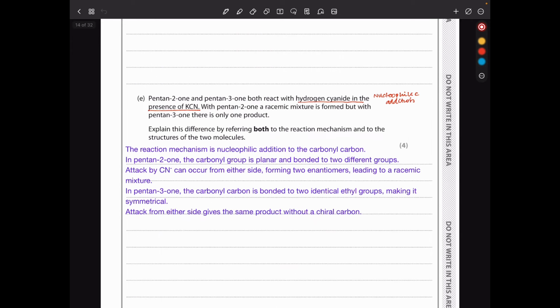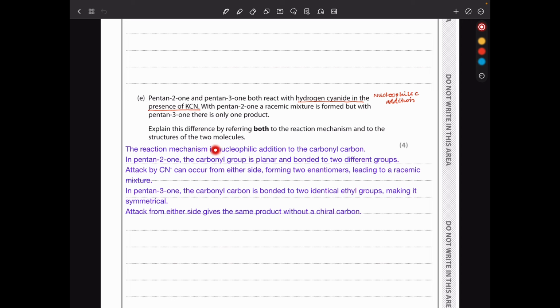So in part E, pentan-2-one and pentan-3-one both react with hydrogen cyanide in the presence of KCN. With pentan-2-one, a racemic mixture is formed, but with pentan-3-one, there is only one product. Explain the difference by referring both to the reaction mechanism and the structure of the two molecules. So this is going to be a nucleophilic addition reaction.